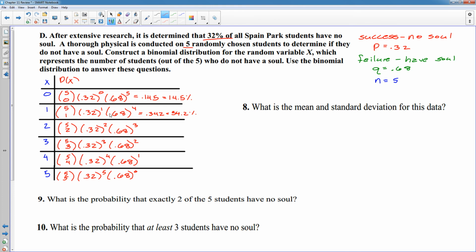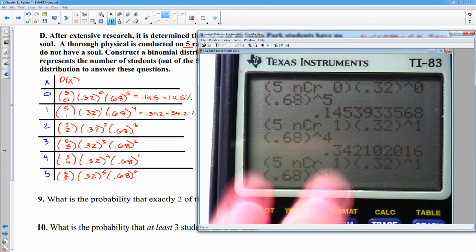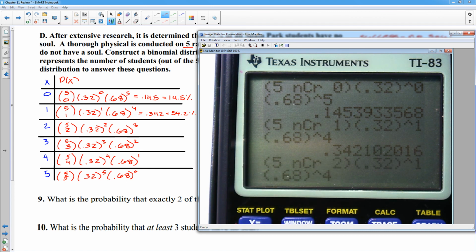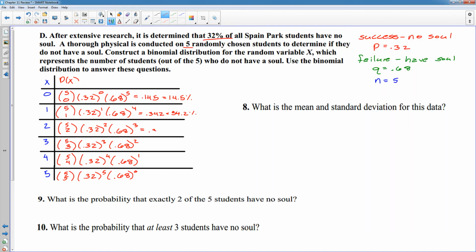And then we will punch in all of the rest. So I'll hit second enter to recall that last one. I need to do 5 choose 2 now. So 5 choose 2, 0.32 to the second power, and then 0.68 to the third power. Hit enter, you get 0.322, which is 32.2%. And then we'll punch in those other 3 as well.